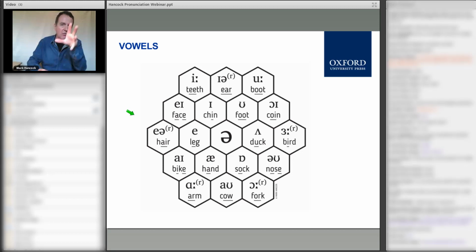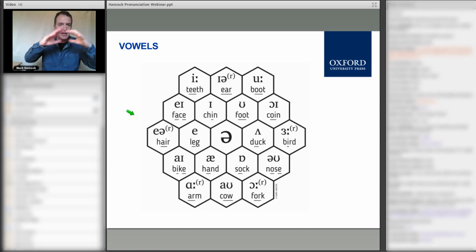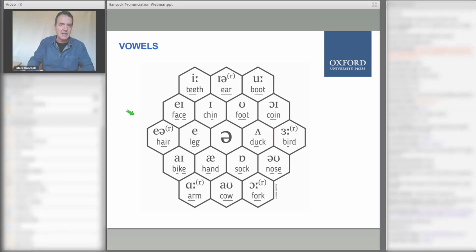Whereas if we're using them in teaching, we're using this as a phonemic chart. These are phonemes, and each symbol refers to a range of possible sounds.